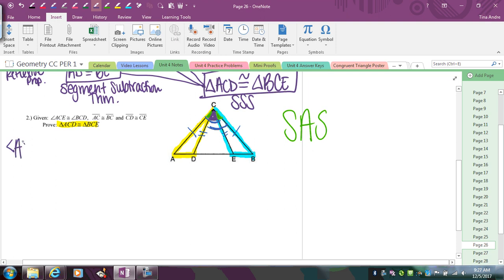So I have angle ACE is congruent to angle BCD. And I'm going to number this angle here, angle DCE, as angle 1. So right there represents angle 1. And then I'm going to call this angle 2, and I'm going to call this angle 3, just so it's easier to talk about them. And so this was given. I have my other givens here.